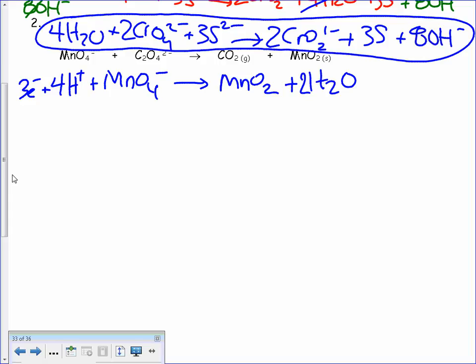Yes. You just have to look at everything and say, okay, 4 pluses, 1 minus, that makes a 3 plus. That has 0 charges, that's a 0. You bring the positive down. You always add electrons to the more positive side because it must go down to the more negative side.